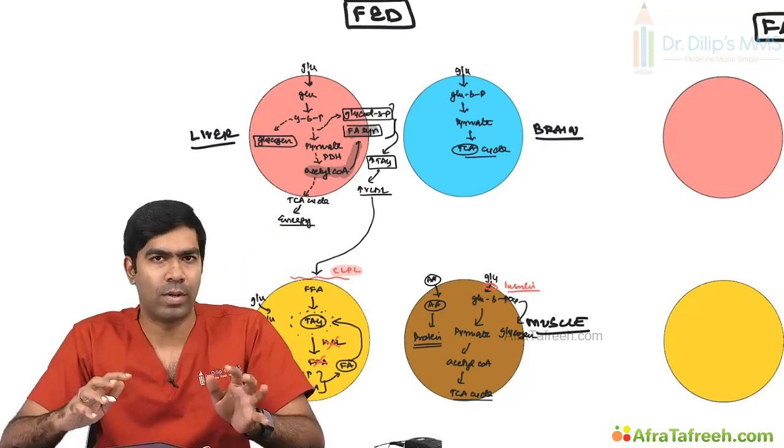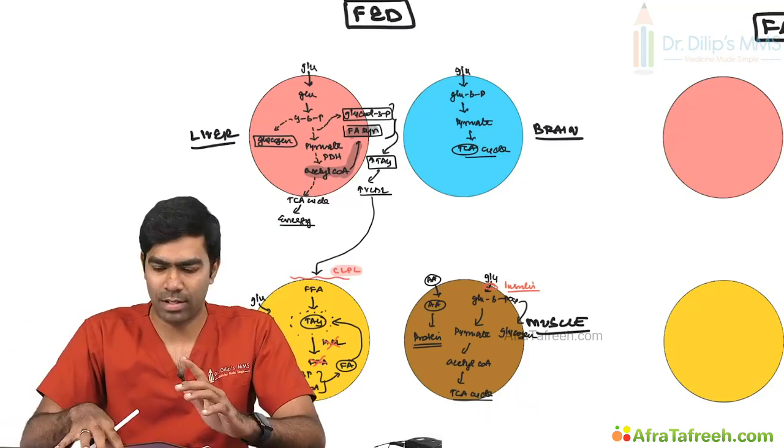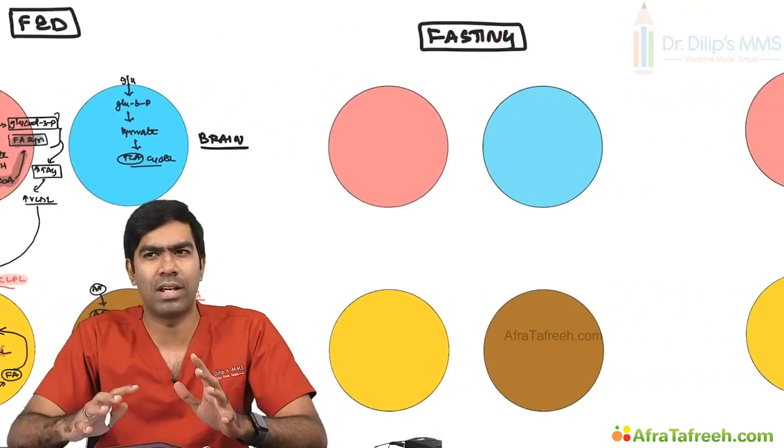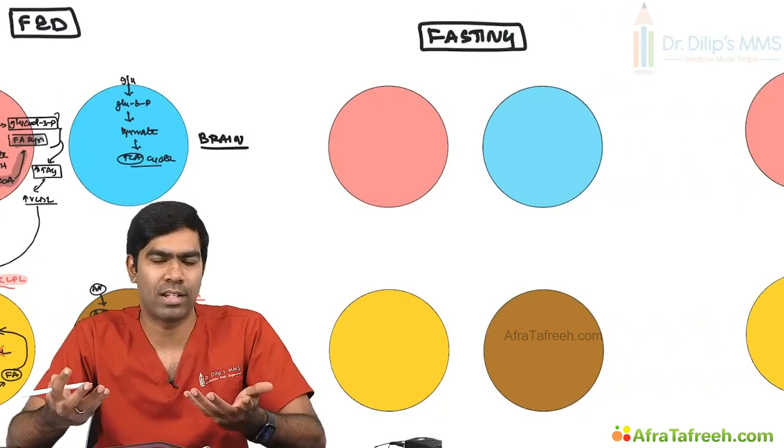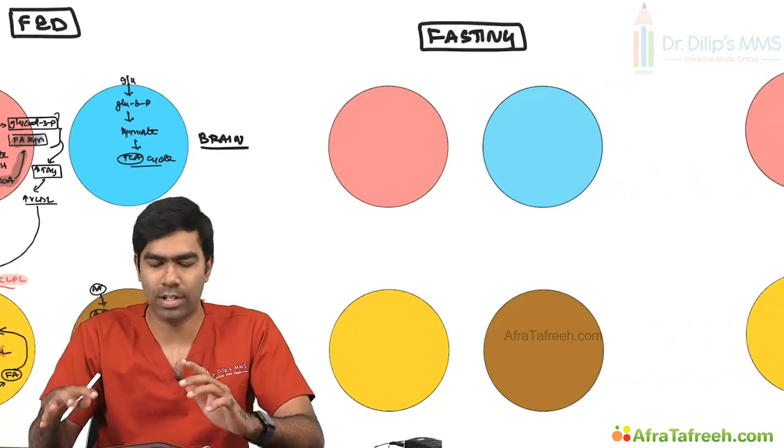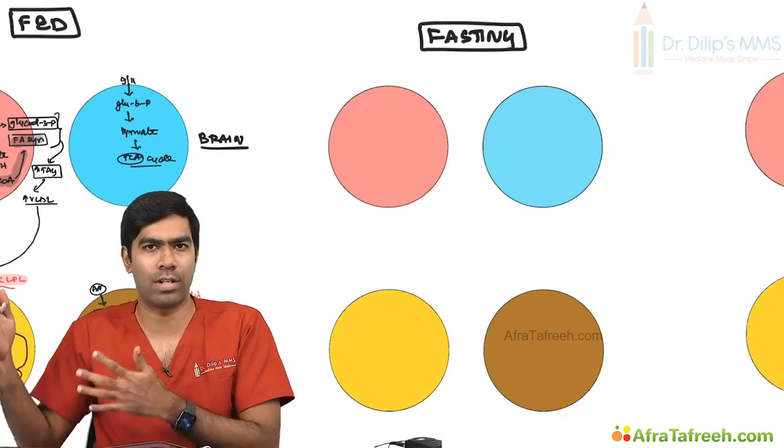That's all. Now let us move on to lower energy states like fasting. Fasting is something like a short-term decline in the energy intake. So that's what we call fasting. Long-term decline in the energy intake, we call starvation.